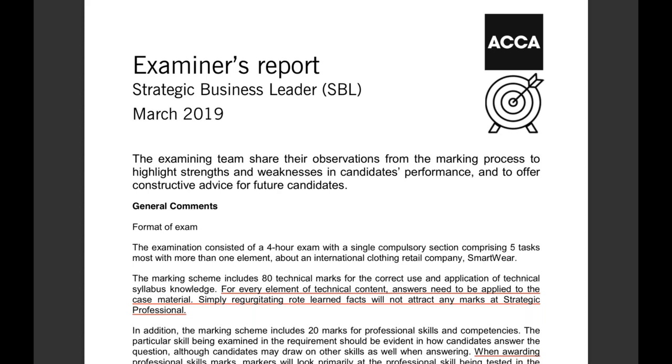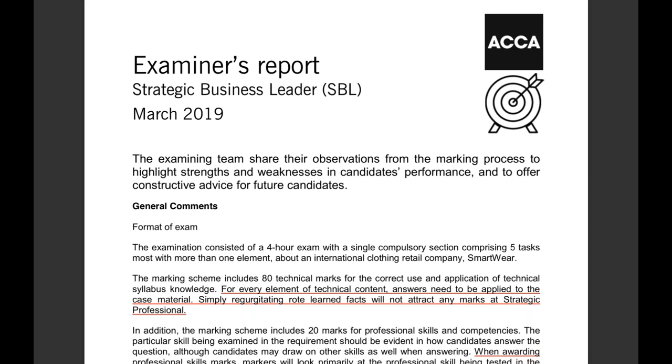So it's good for you to read this particular report, okay? Not just for SBL, but for your other papers as well. So since SBL started in September 2018, you'll have like three examiner's reports. Have a look at it. In fact, on the ACCA global website, okay, they have actually summarized the lessons learned from September 2018 and then December 2018.